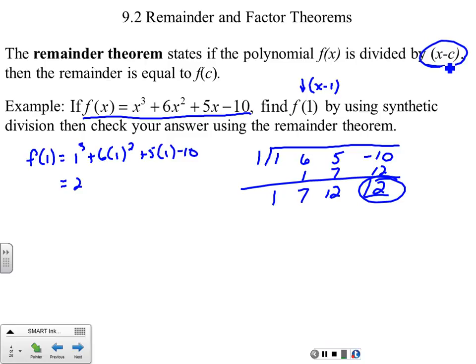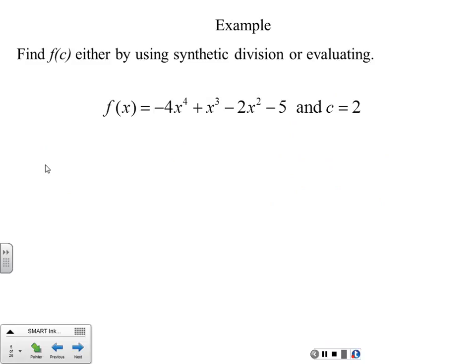So, find f of 1 by using synthetic division. That's it. Your remainder's 2. Check your answer using the remainder theorem. Well, basically, the remainder theorem says whatever remainder you got should be the exact same thing as if you plug the number into the function itself. So, you can check to make sure you got it right. So, find f of c either by using synthetic division or evaluating. Actually, I want you to do both. I want to see if you can get the remainder and your evaluation to be the same.